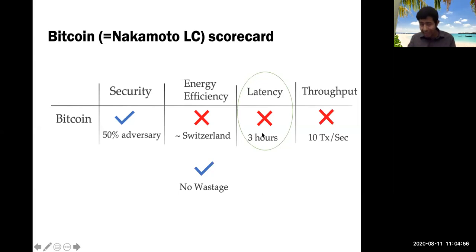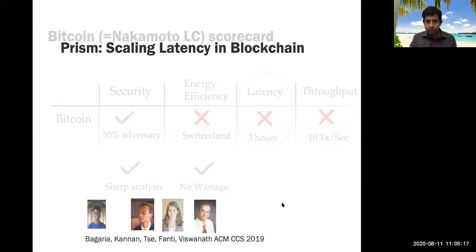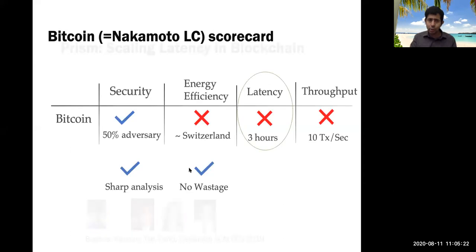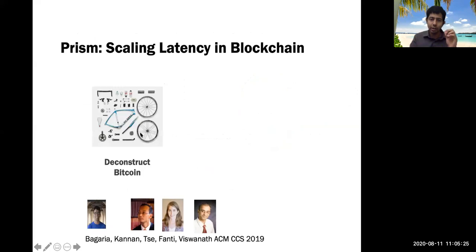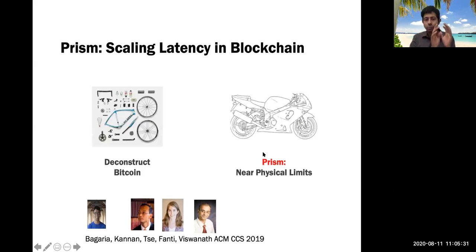So I want to highlight that we have a suite of other things, which I'll not talk about here. For example, we can take Bitcoin and actually reduce its latency to something very close to the network latency using an idea called Prism, which appeared in last CCS. The basic idea is you take apart Bitcoin and reconstruct the different notions of blocks, and you construct a new system which is optimal in both throughput and latency using that method. And it's not something I can talk about.